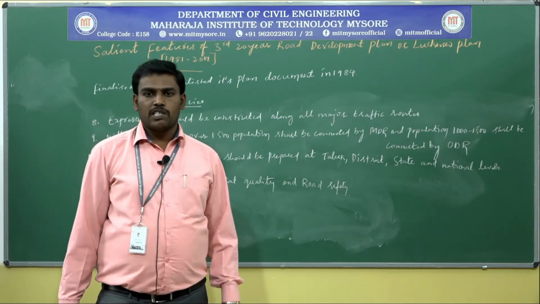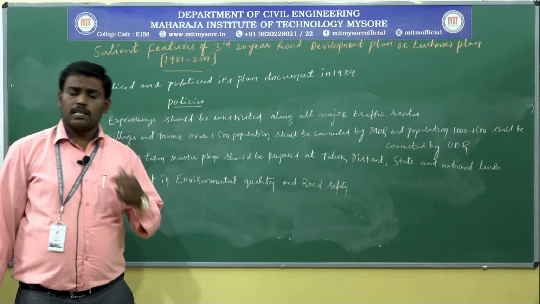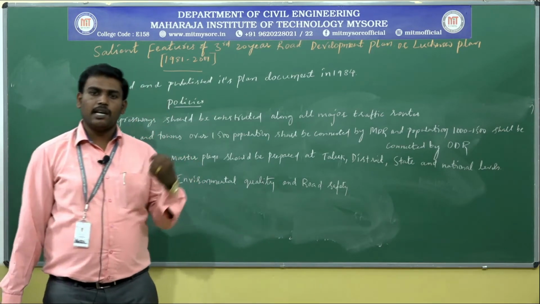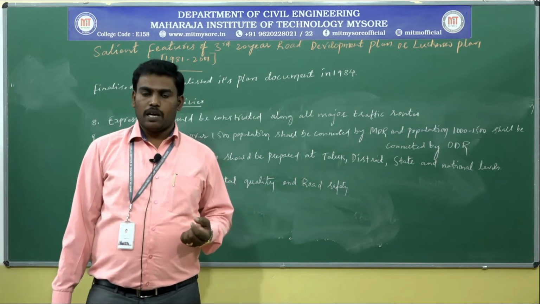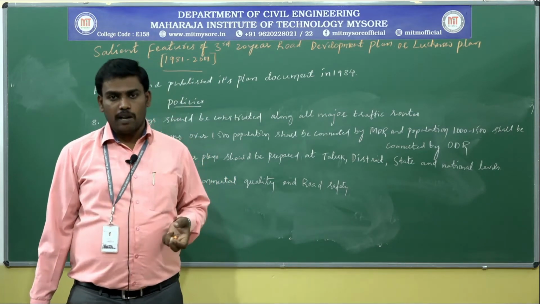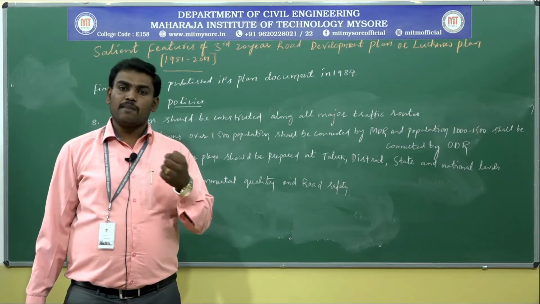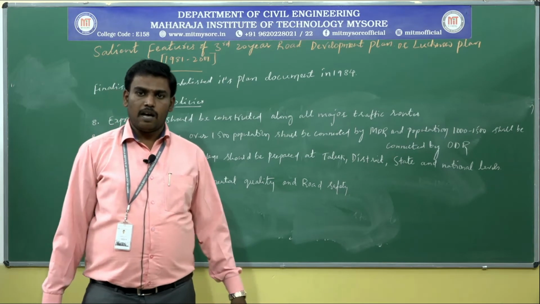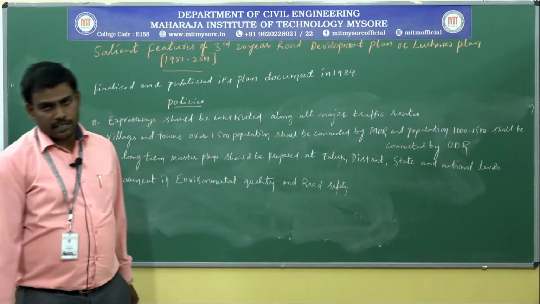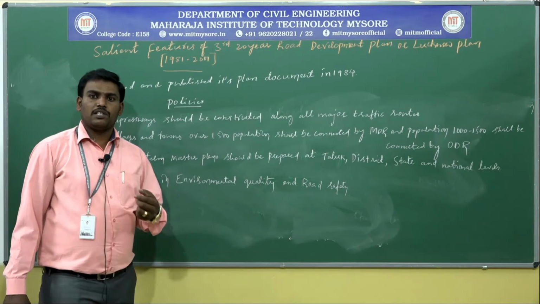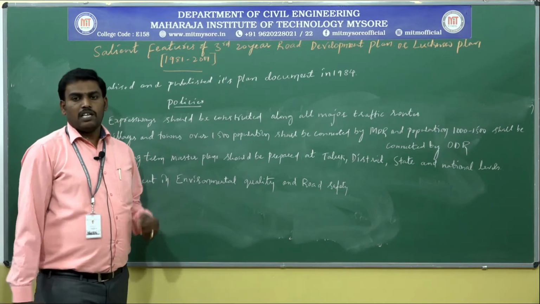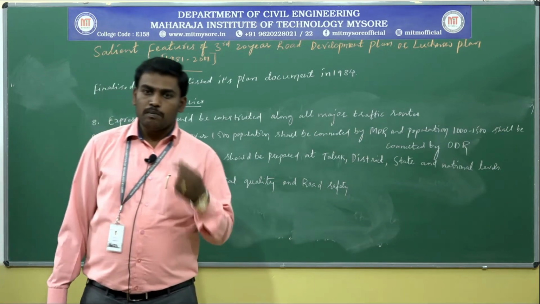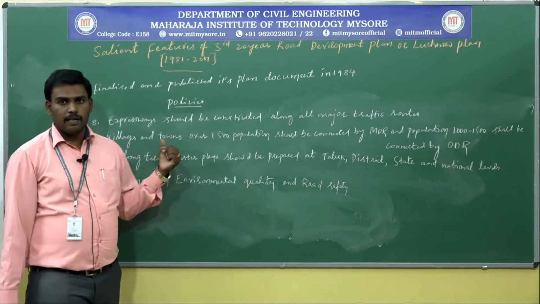Is it clear? What is the first one? The first one is that IRC has modified the classification of the road system, that is primary system, secondary and tertiary system. All the future road development should be based on that classification only, means primary, secondary and tertiary only. That is the first policy or first salient feature. And the second one: the villages with population more than 500 shall be connected by all weather roads by the end of the plan.